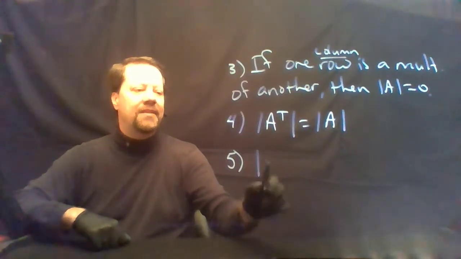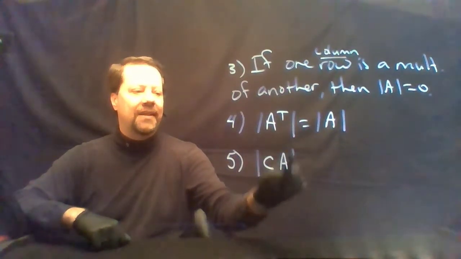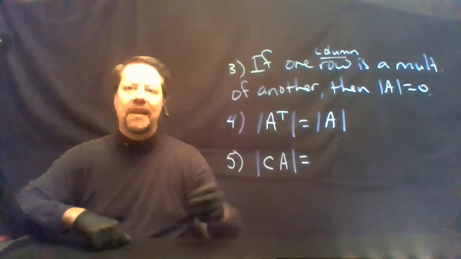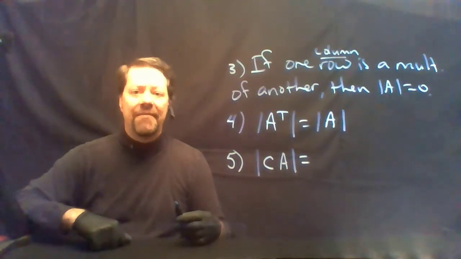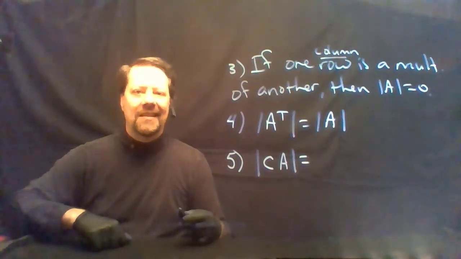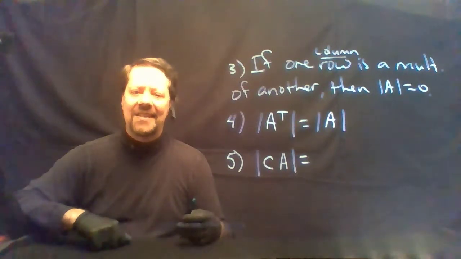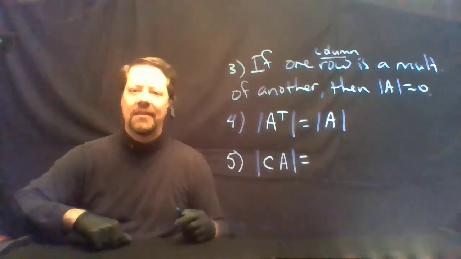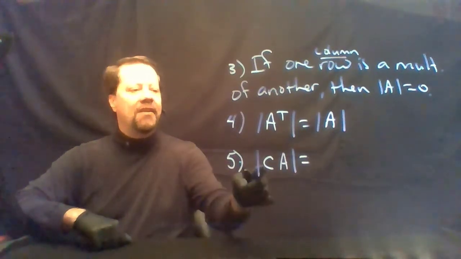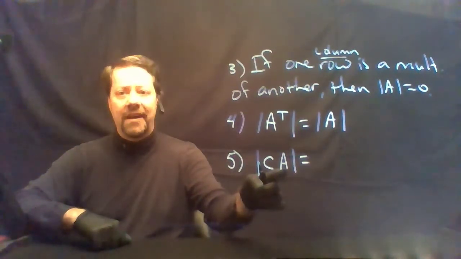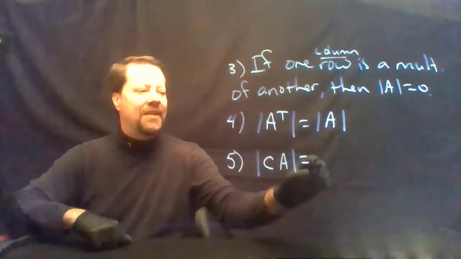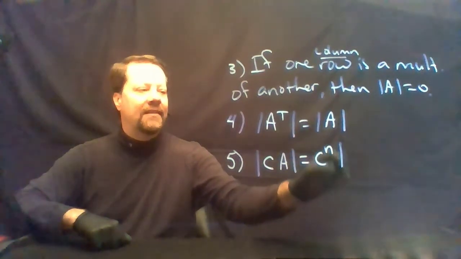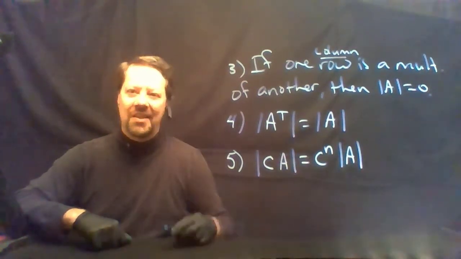The determinant of a constant times a matrix. Multiplying a matrix by a constant multiplies every single row by that constant. According to the last theorem, if you multiply one row by a constant, that constant can be pulled out of the determinant. Here you'll have to pull that constant out of every single row of A. That means you get c to the power of n times the determinant of A.